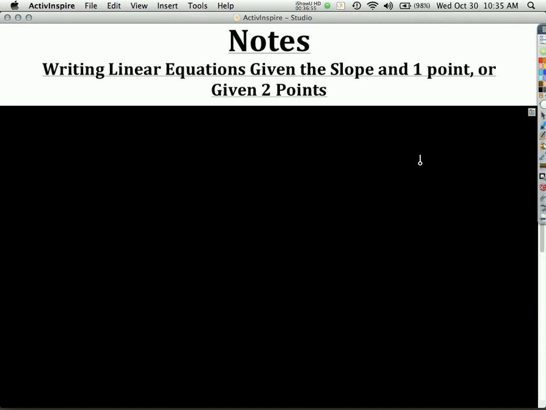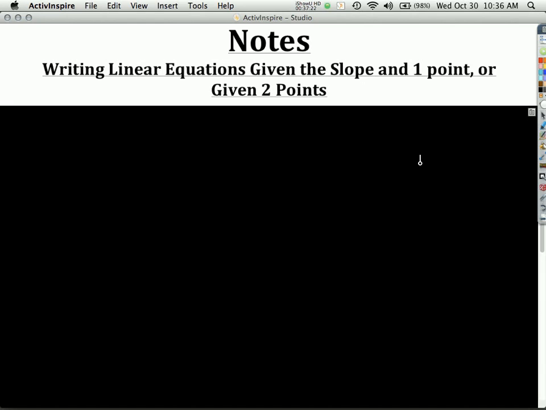So we're kind of flipping things around. Last time, we learned how to write some equations from some basic scenarios. You know, the slope was given to us, we were given the y-intercept, or all we had to do was look for it. Today is a little bit more challenging. We're going to explore the idea of writing equations when we're given very limited information. What if we're given the slope and 1 point, or what if we're given just 2 points?